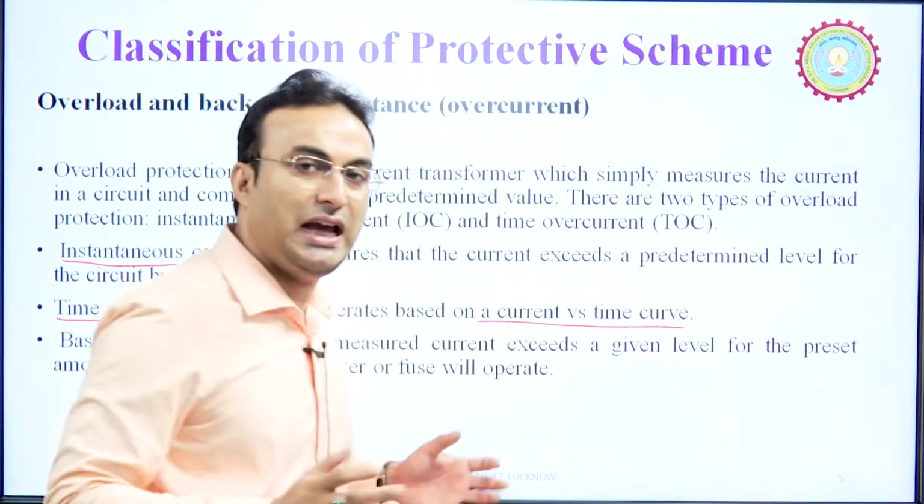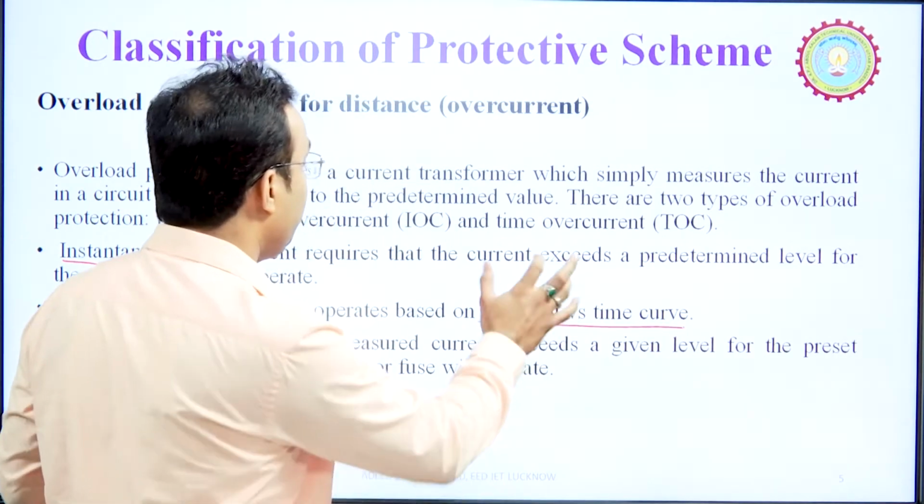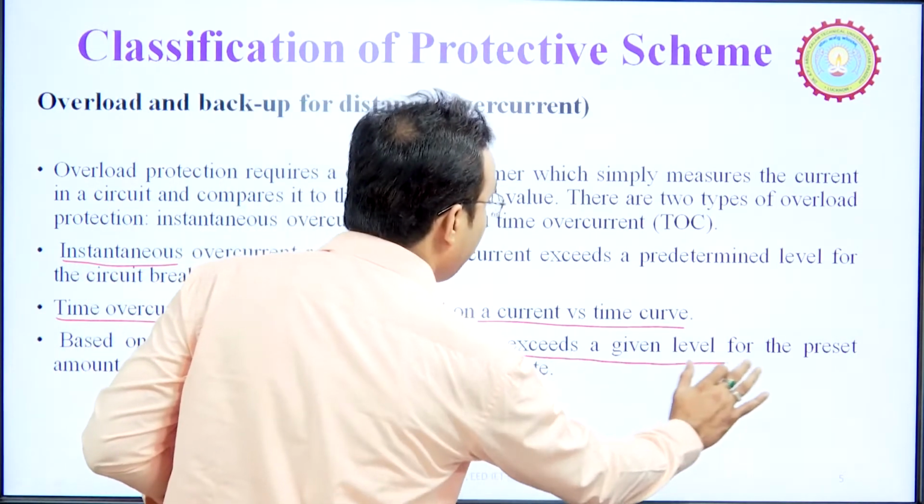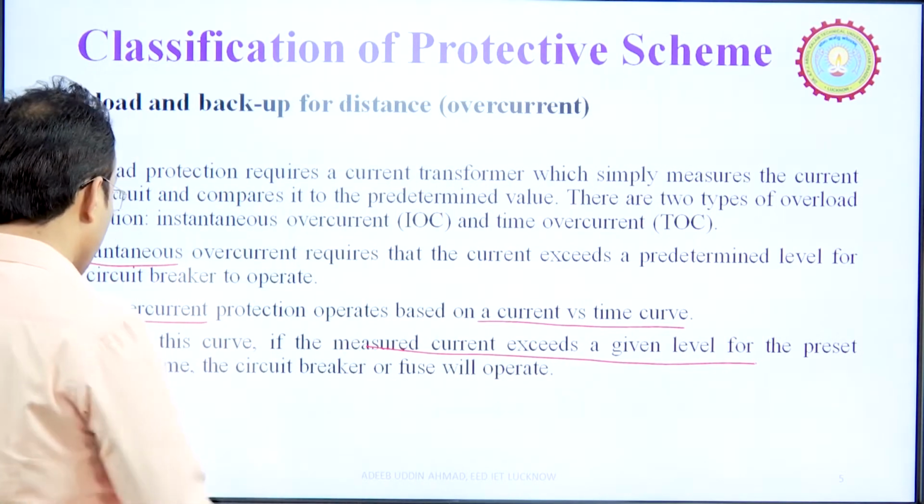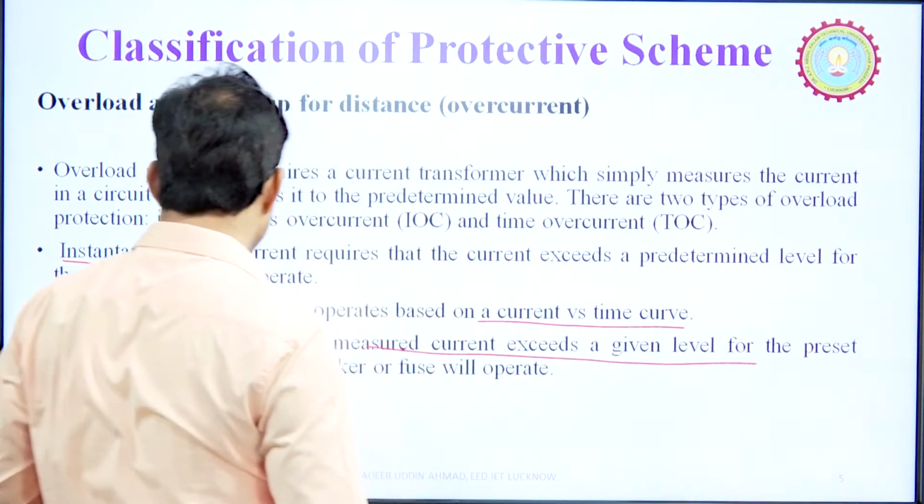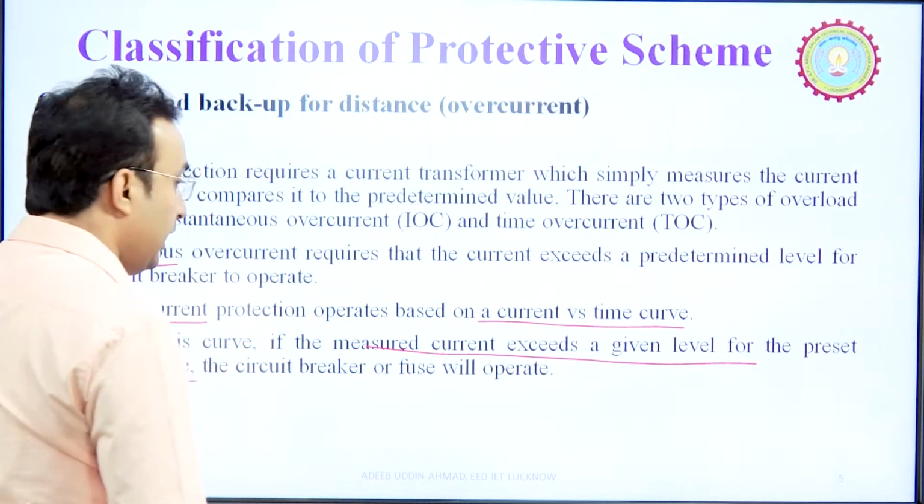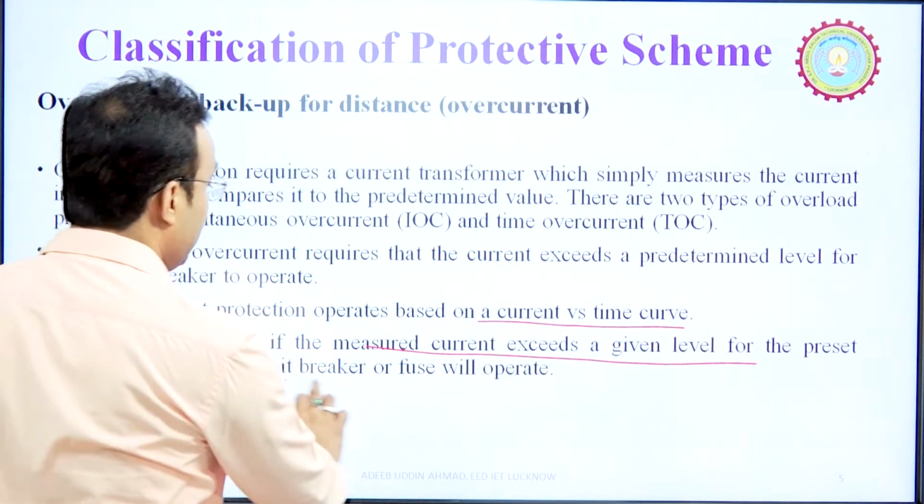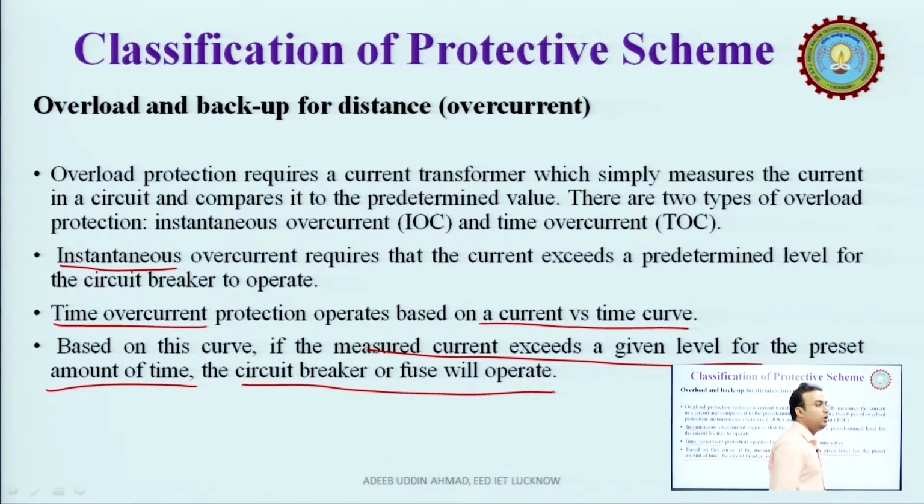We have different types of time versus current curves, and on these curves this protection occurs. Based on this curve, we measure whether the current exceeds a given level of the preset value for a given time. The circuit breaker, fuse or some protective scheme will operate. So, we have two basics: time overcurrent and instantaneous. In time overcurrent, we also have some timing factor.